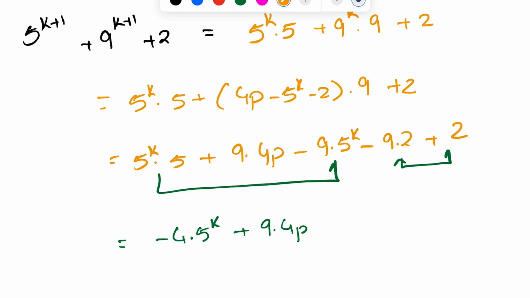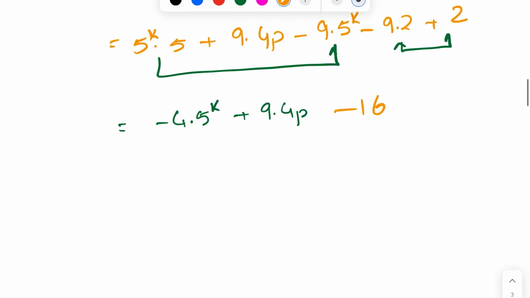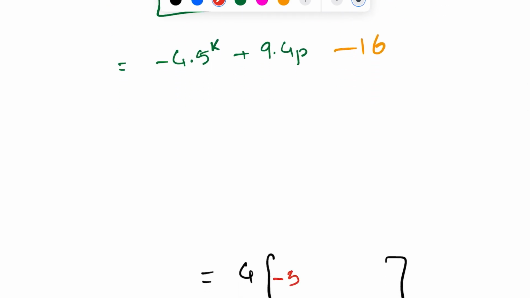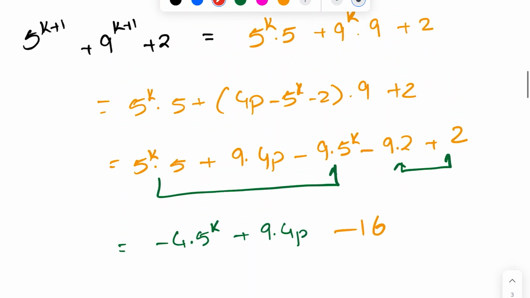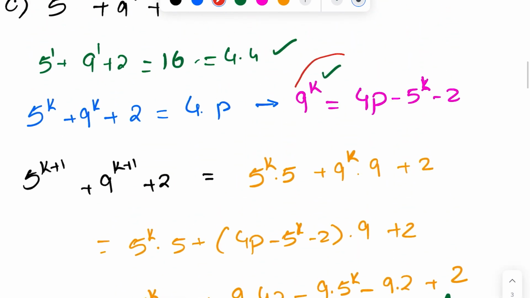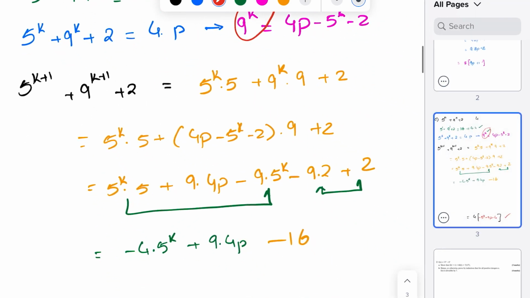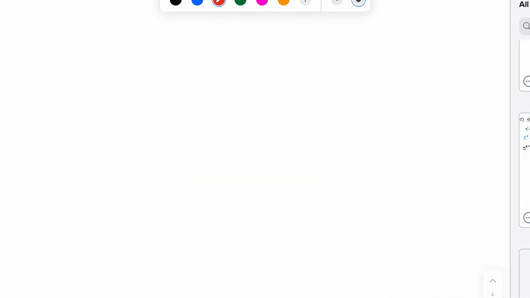Minus 9 times 2 is nothing but minus 18. Minus 18 plus 2 is nothing but what? Minus 16. Can I take 4 common from everywhere? Yes, when I take 4 common, it becomes negative 5 power k plus 9p minus 4. So therefore, it is divisible by 4. Ultimately, you should be able to take 4 common. The main intention is you can make any of the terms the subject and replace it to further simplify. So by principle of mathematical induction, it is true for all positive integers n.